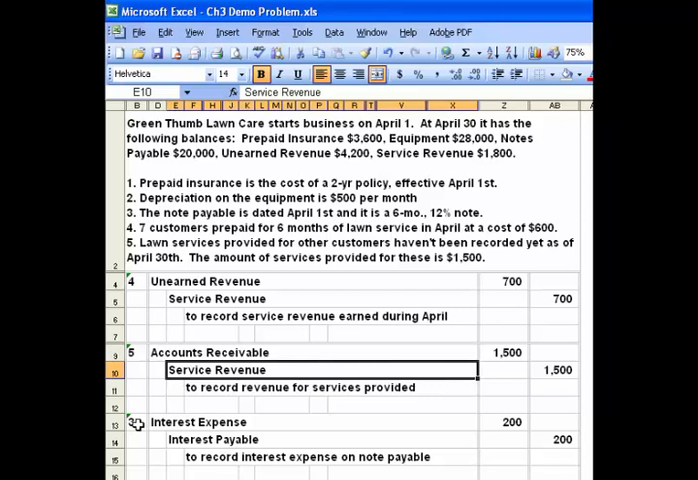That takes care of the demonstration problem from Chapter 3.